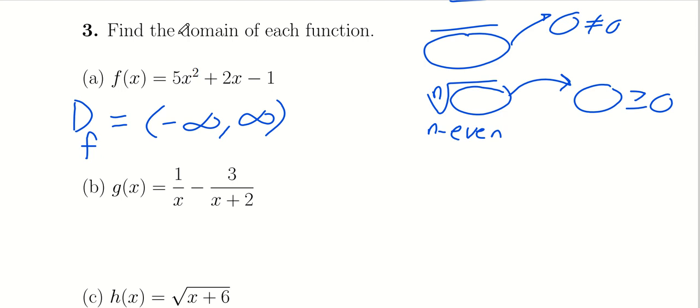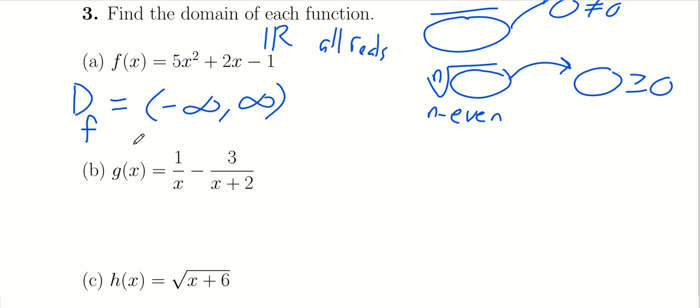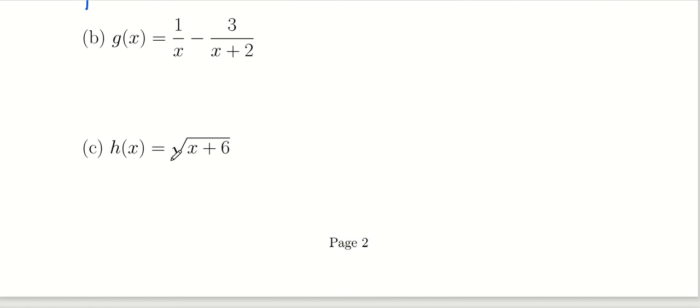And technically speaking, whenever we write domains and ranges, it's always best to give them as intervals, because that's the proper way to do it. If you write R, the set notation for real numbers, or if you say all reals, I'll also accept that too. That's perfectly fine. Let's take a look at the function g now.